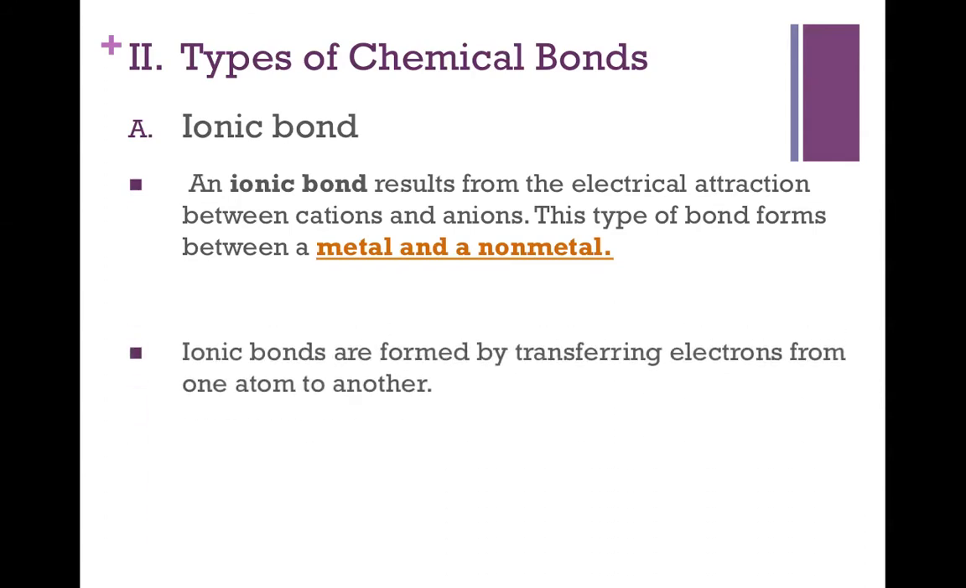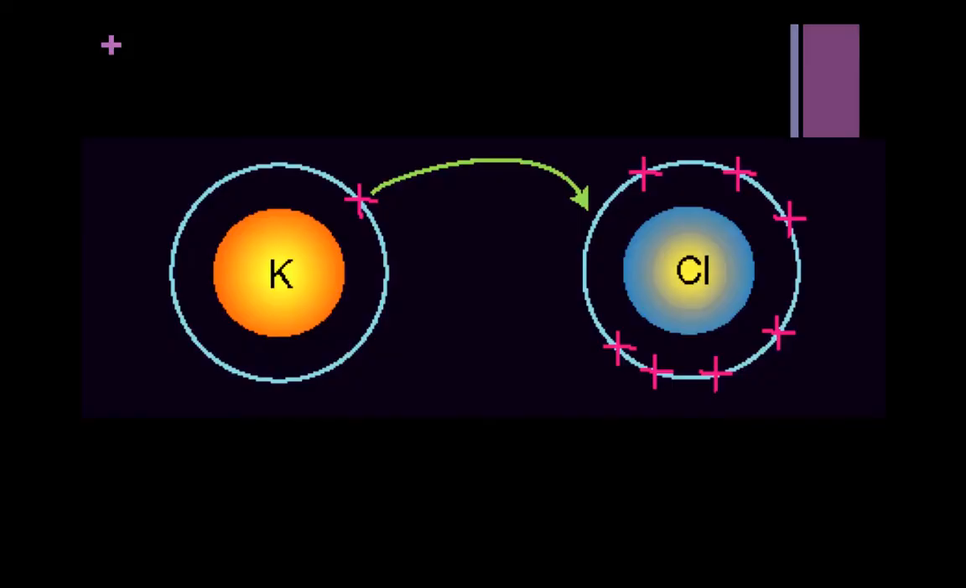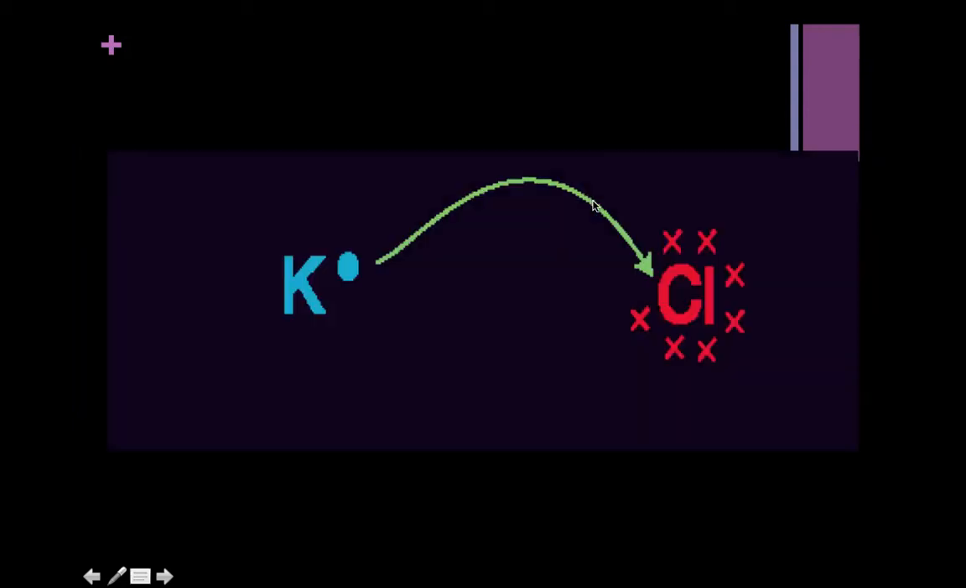Ionic bonds are formed by transferring electrons from one atom to the other. So literally the anion will steal the electrons from the cation. So here's an example. We have potassium and chlorine. Potassium is a metal, chlorine is a nonmetal. You can tell that potassium has 1 valence electron, chlorine has 7 valence electrons. And as we see, an ionic bond happens when chlorine literally steals this electron from potassium.